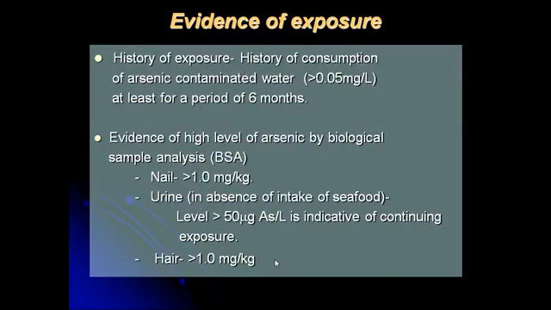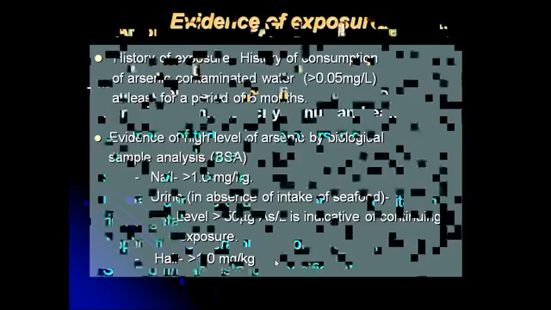So how shall we diagnose this case? Number one, we should take history. History of exposure, that is, history of consumption of arsenic contaminated water, above 0.05 milligram per liter for at least 6 months, is important to diagnose a case of arsenicosis. We can also measure the arsenic level in nail, urine, and hair. In nail it is 1 milligram per kg, and in urine it is 50 microgram per liter.